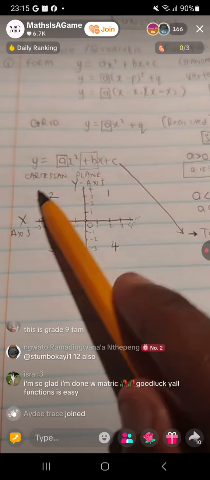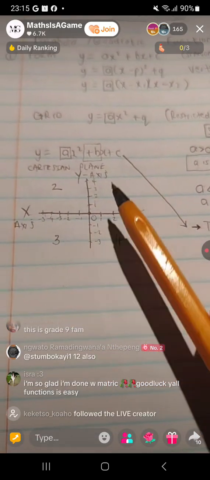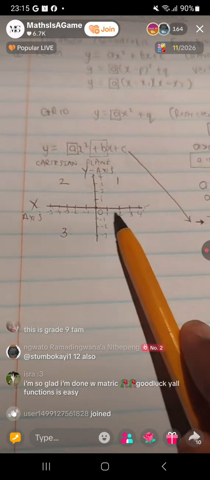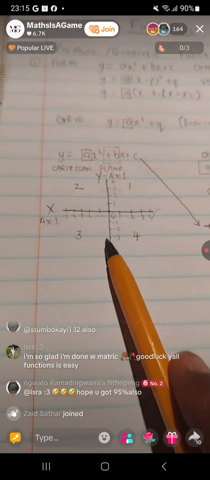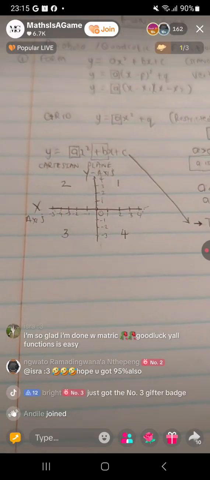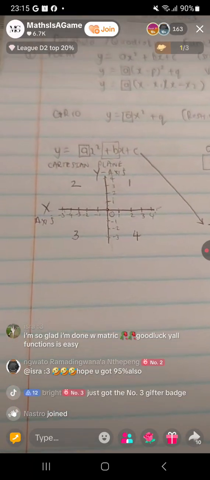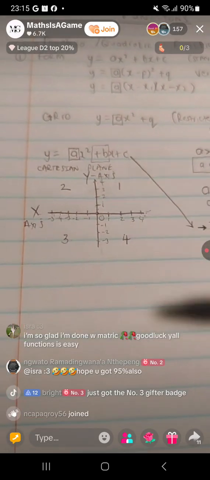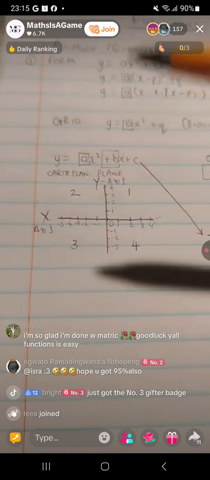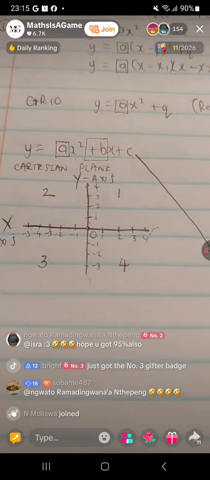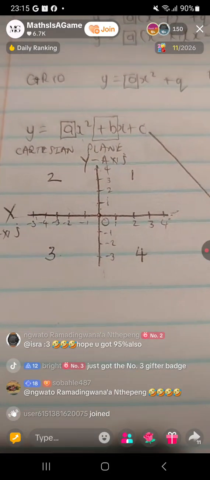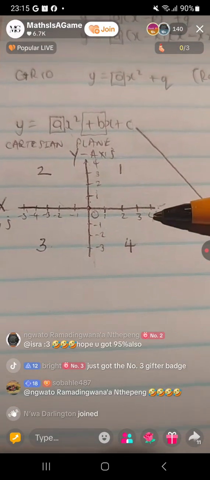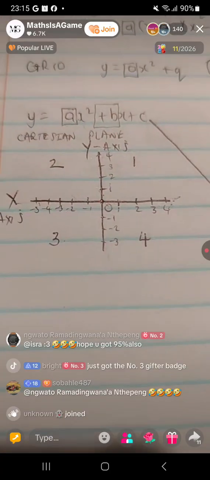Remember, guys, understanding your Cartesian plane with its quadrants and the various signs for x and y is important because when you sketch your function, you sketch it in accordance with the values that are available in the respective quadrants. So understand, guys, what I am simply explaining to you as far as the Cartesian plane is concerned.